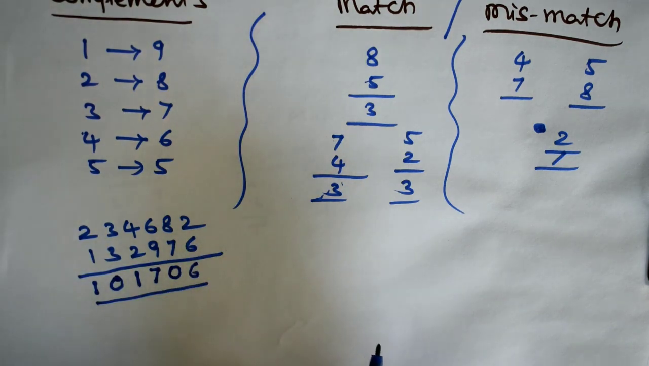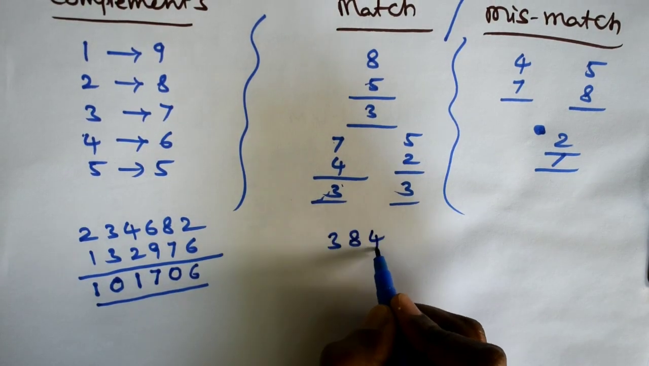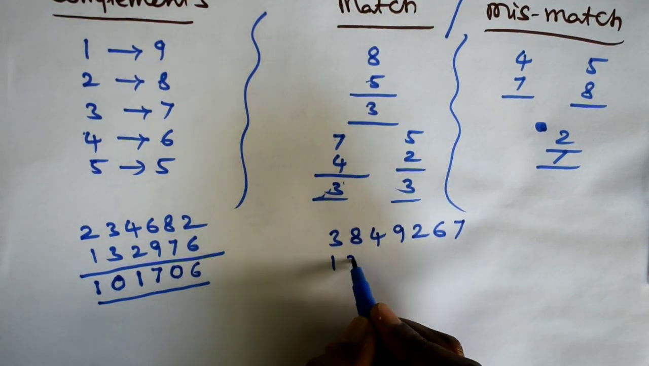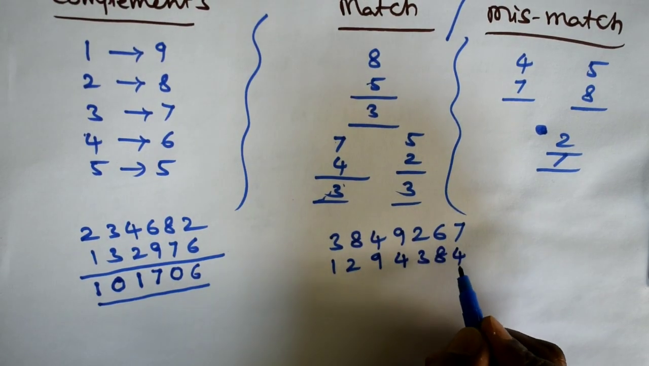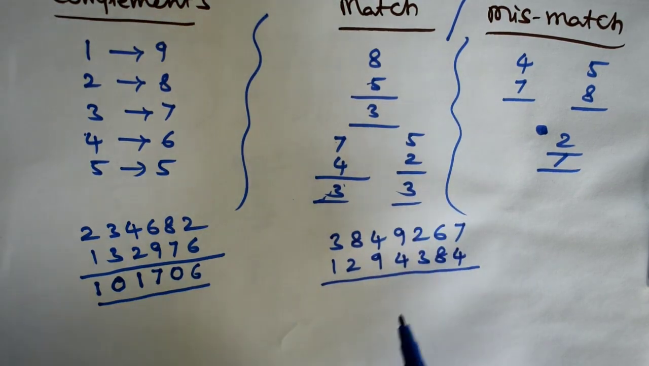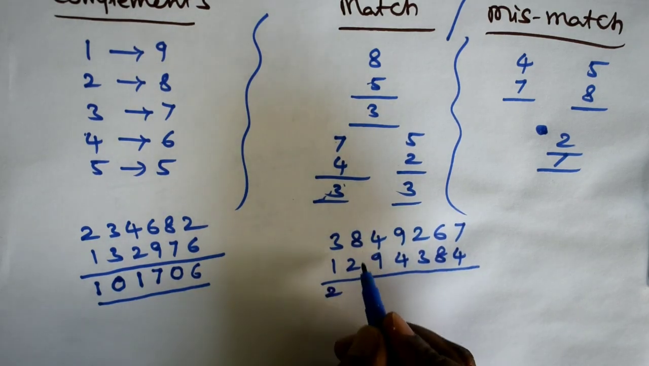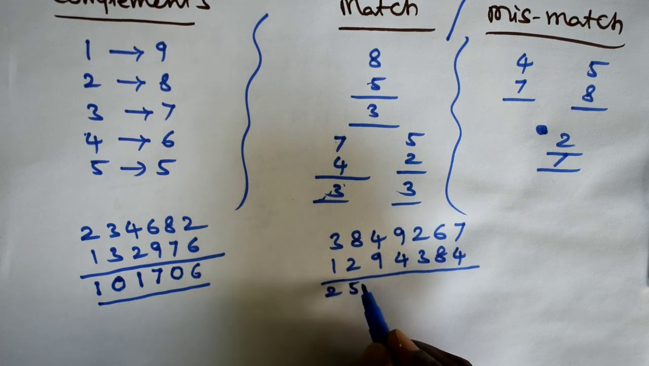Let's go with one more example, like 3849267 minus 1294384. Okay, if we take subtraction for this example, 3 minus 1 is 2, and beside that is a match, so we can write 2 directly. 8 minus 2, we end up with 6, but beside that a mismatch is there, so we reduce one and write it as 5.